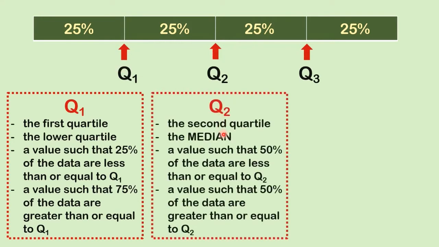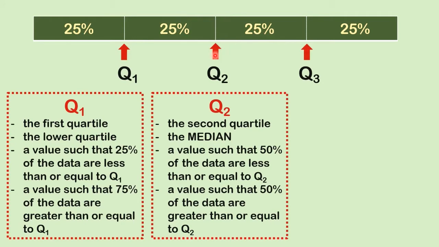Q sub 2 is clearly our second quartile. We have a special name for Q sub 2: Q sub 2 is our median. What do you mean by median? This is the middle score. Nakikita nyo naman clearly sa ating diagram, it cuts our data into 2 equal parts. Yun ang ginagawa ng Q sub 2.